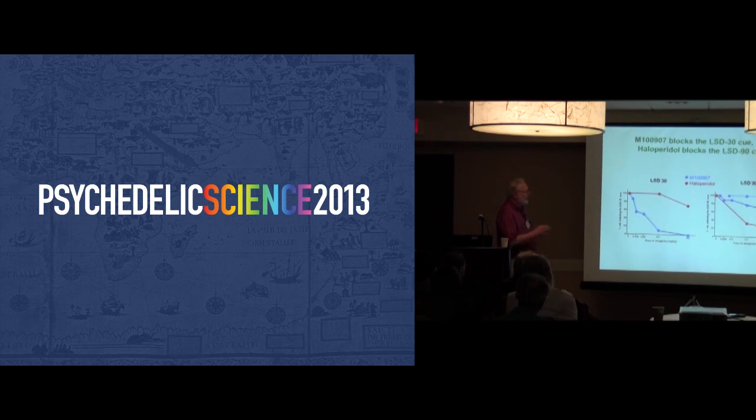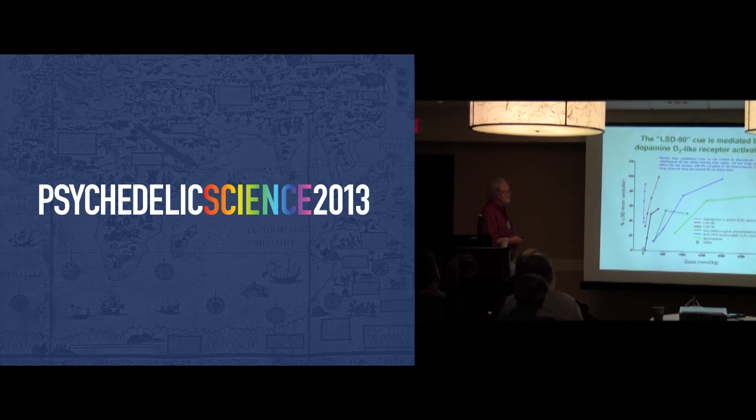And it turns out the rat 5-HT2 receptor is slightly different than the human 5-HT2A receptor. And this drug, MDL11939, is more specific for the 2A receptor in rats. And so when we gave this one, it had absolutely no effect. So in the LSD 30 rats, we could block the effect with a 2A antagonist, but not with a dopamine D2 antagonist. The LSD 90 rats, we could block the effect with the dopamine D2 antagonist, but not with the serotonin 2A antagonist. So the nature of what the rats were perceiving had completely changed from activation of 2A receptors to activation of dopamine receptors.